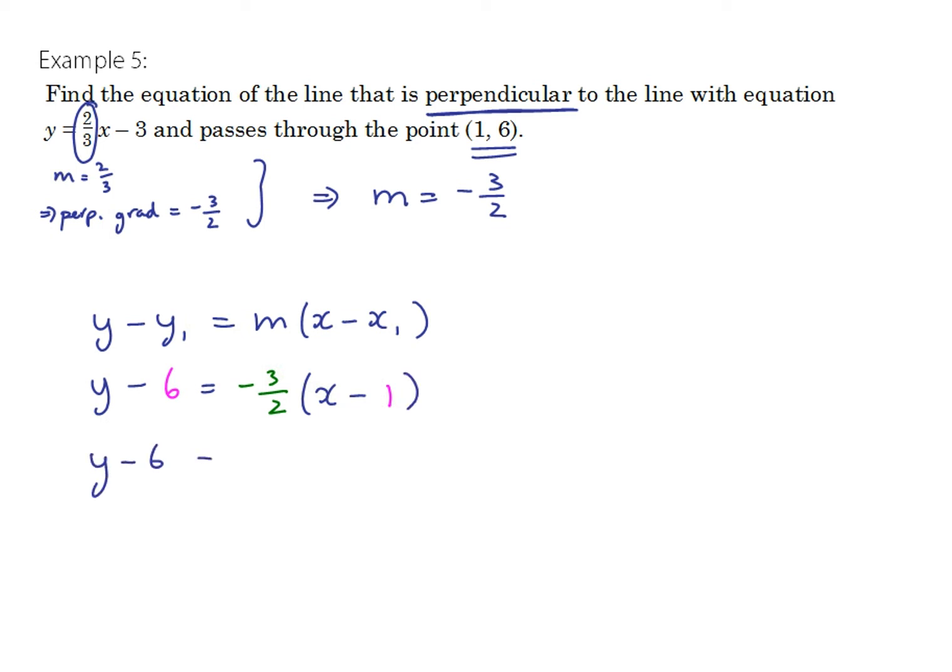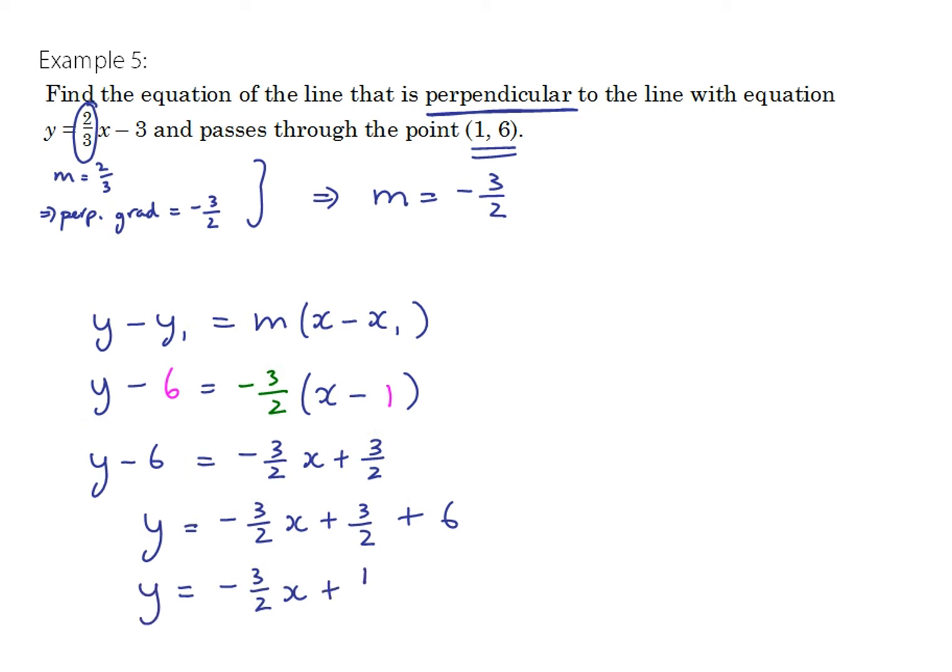Expanding out, so -3 on 2 x plus 3 on 2, adding 6 to both sides. And so 6 is the same as 12 on 2, so we've got 3 on 2 plus 12 on 2, so plus 15 on 2.